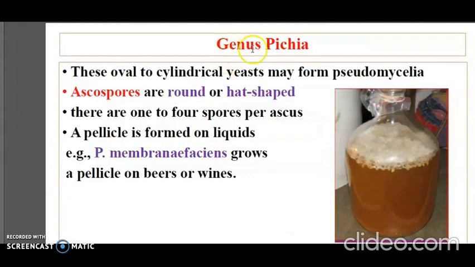Then there is the genus Pichia. These are oval to cylindrical yeast and form pseudomycelia. Here the ascospores are round or hat-shaped and there are 1 to 4 spores per ascus. A pellicle is formed on liquid, and the species Pichia membranifaciens grows a pellicle on beers or wines.